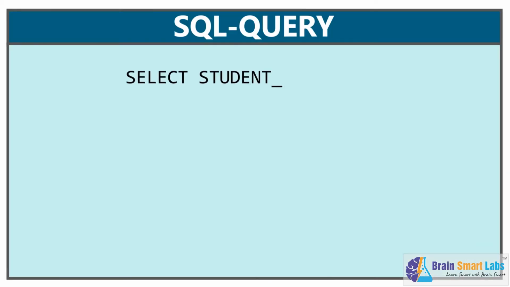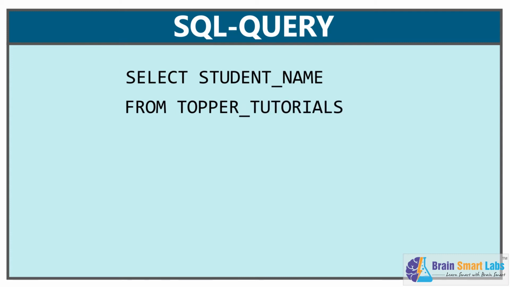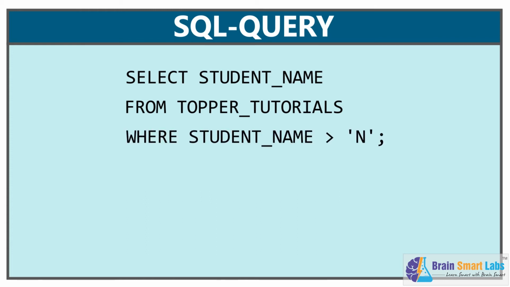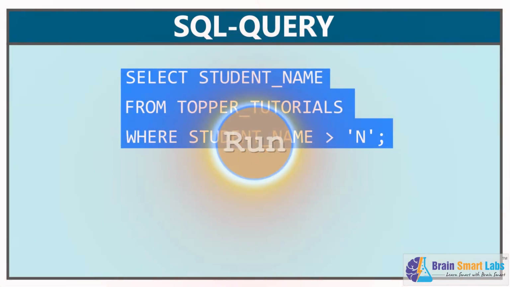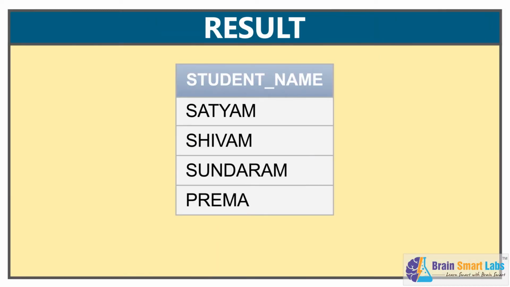Select student name in the first line and press enter. From Topper Tutorials in the second line, which names the table we are accessing. And in the last line we type where student name is greater than 'N' in single quotes, which describes the condition for the filtration process. Highlight the query to run the same and boom. As you can see, we have all names here whose first letter is greater than alphabet N. Congratulations!